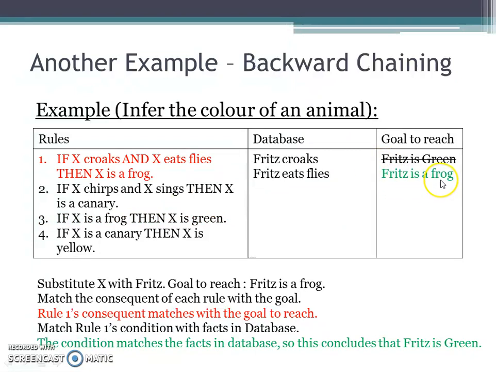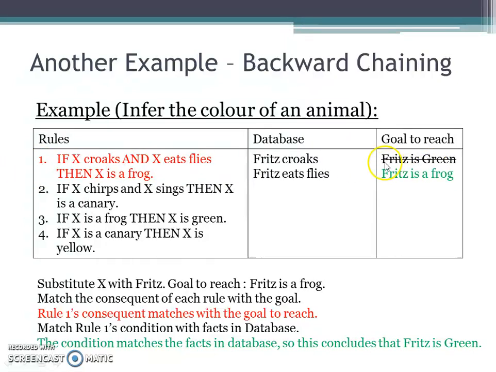Now X is a fraud is our new goal. So we try to match all these rules again and find out whether the then parts match the goal. And it turns out that only rule 1 matches it. So what we do is look at the conditions. We see whether the conditions, the facts, match what we have in the database. It turns out that all the clauses in this condition match the database facts. So this confirms that it is true that X is green, because it matches.